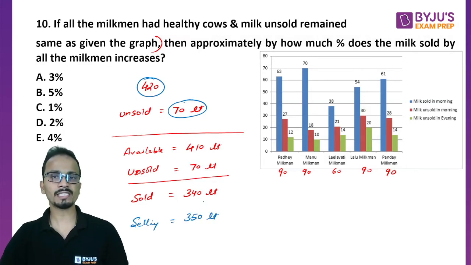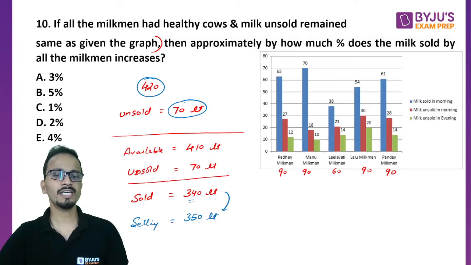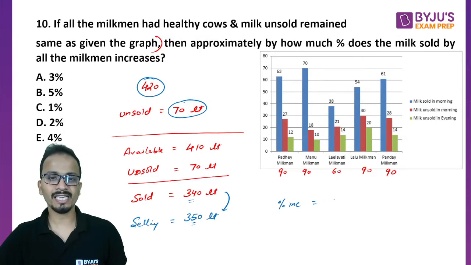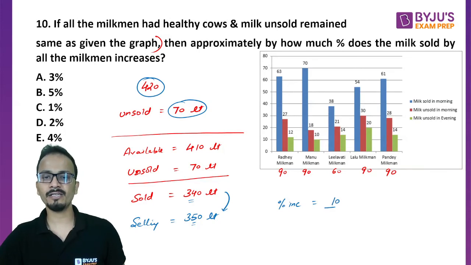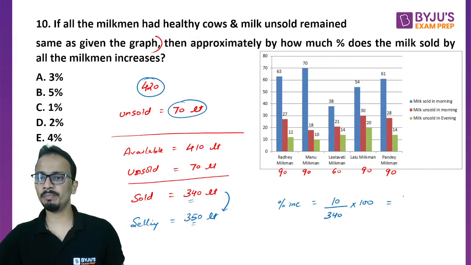Okay, so they're asking approximately by how much percentage does the milk sold increase. So earlier we were selling 340, now we are selling 350. So the percentage increase in the milk that is sold is the increase of 10 divided by the original value, which is 340, multiplied by 100. So this value will be 100 upon 34.